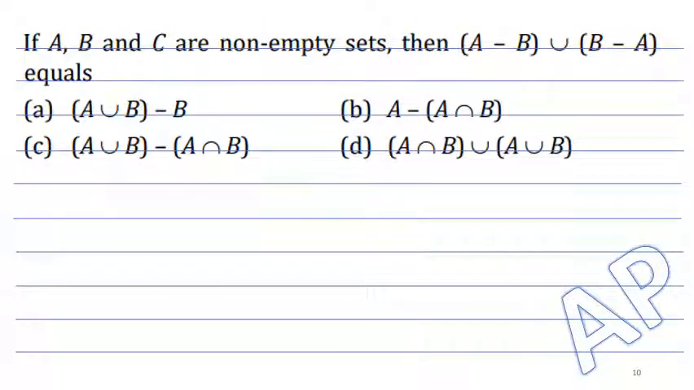If A, B and C are non-empty sets, then A minus B union B minus A is equal to option A: A union B minus B, option B: A minus of A intersection B, option C: A union B minus of A intersection B, option D: A intersection B union A union B.